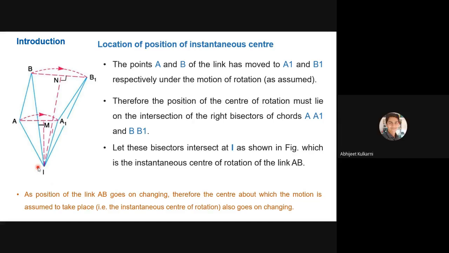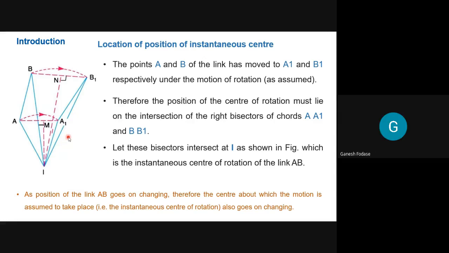Yes, sir. Can anyone repeat? How do I locate this I? But it is very simple. Perpendicular bisectors of AA1 and BB1, then the intersection of those perpendicular bisectors is the instantaneous center.